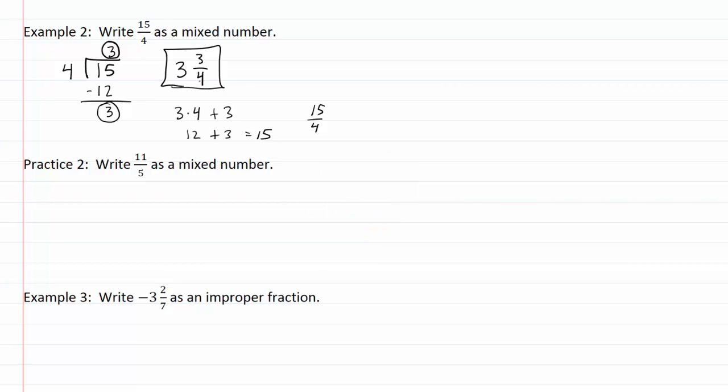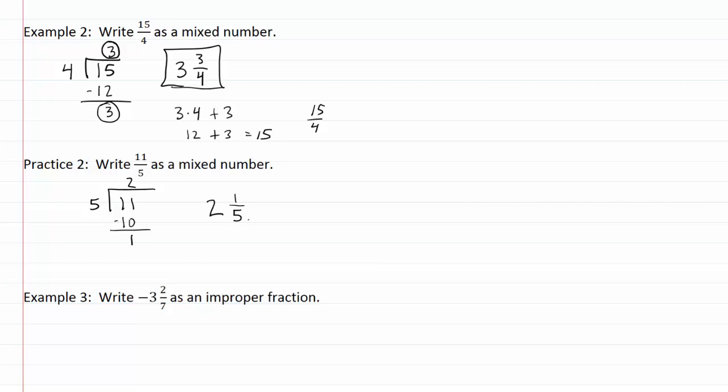All right, welcome back. So we're trying to write 11/5 as a mixed number. So I'm going to take 11 and figure out how many times 5 goes into it. Well, 5 doesn't go into 1, but it goes into 11 twice. So 5 times 2 is 10. And I'm going to have 1 left over. So this is going to be 2. And then my 1 left over is going to be 1 over my denominator of 5.